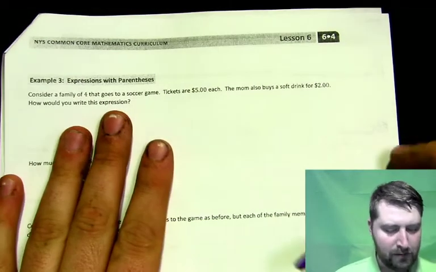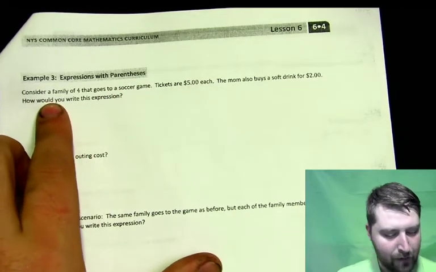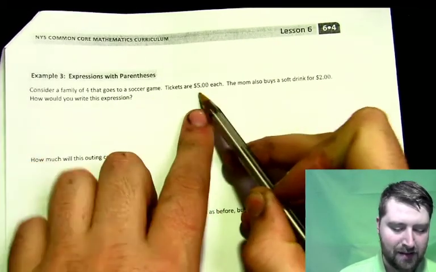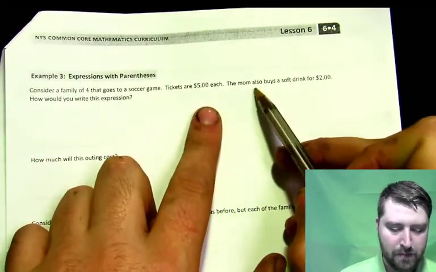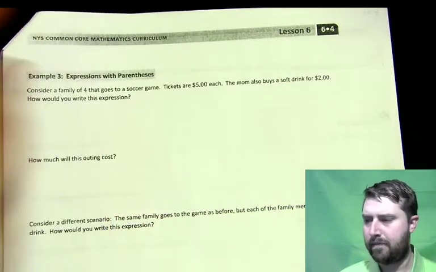But we're going to take a look at example 3 here. It says, consider, so think about a family of 4 that goes to a soccer game. Tickets are $5 each. The mom also buys a soft drink, a soda, for $2. How would you write this expression?